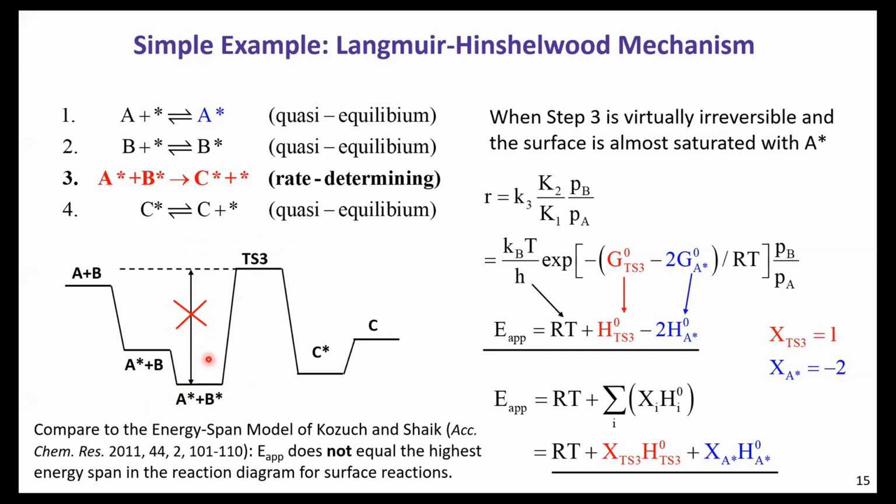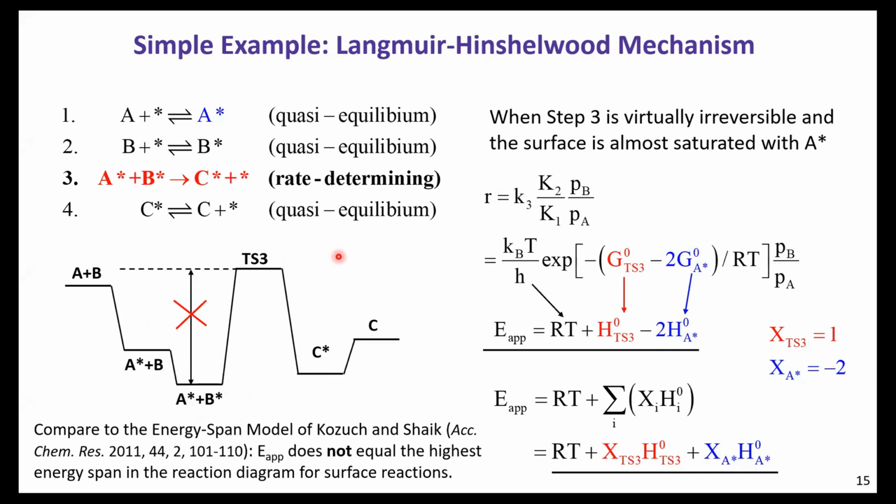But for a surface catalyst, in the energy diagram, you see the stationary or resting state is A star plus B star. But if you look at the surface under reaction condition, you cannot see A star plus B star. You see almost all A star. If you look at the two sides, it's actually A star plus an ignorable fraction of B star. So it's actually consistent with the energy span model, but you have to redefine the resting state in the energy diagram.